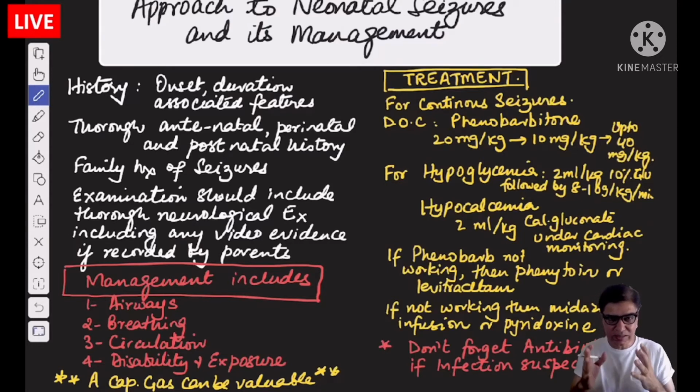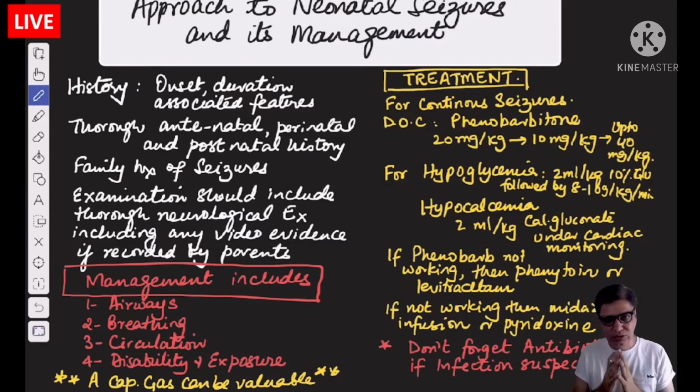So remember, the keys are quite simple. It's 20 milligram per kg, whether it's for phenobarb, whether it's for phenytoin, whether it's for Keppra. 20 milligram per kg body weight is the standard dose. So if you remember one, you can remember the others as well. Very simple. So phenobarb 20 milligram followed by 10 till you reach a 40.